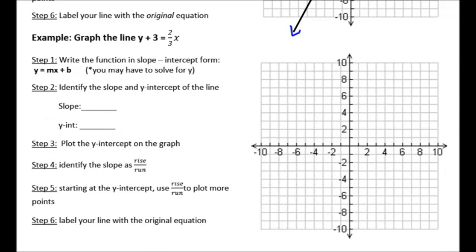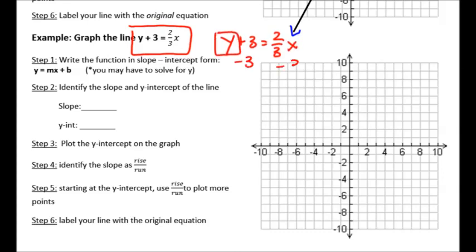Following the same steps that Miss Barley just used, we are going to graph this line right here. If we look at step 1, is it in y equals mx plus b form? The answer to that is no. So we have y plus 3 equals 2/3 x. We want y by itself, so I'm going to subtract 3 from both sides. I get y equals 2/3 x minus 3. Just like Miss Barley did before, what is the slope? The slope is the number that is connected to the x, so it's 2 over 3. What's the y-intercept? Negative 3.